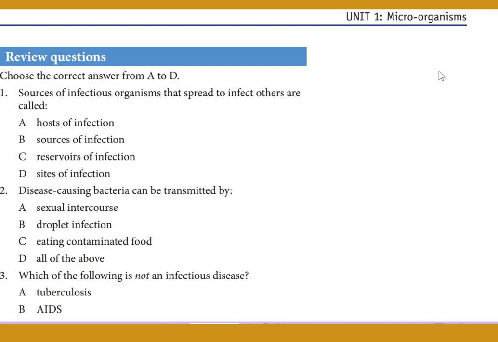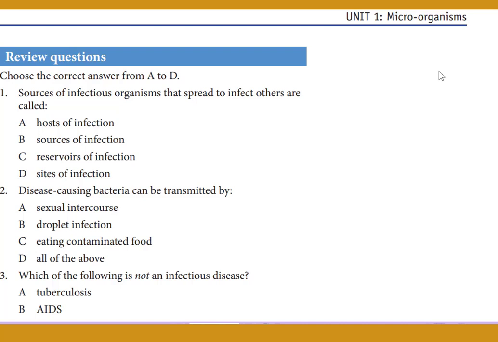In this lesson, we are going to do review questions on subtopic 1.2, the ecology and uses of bacteria. Choose the correct answer from A to D.